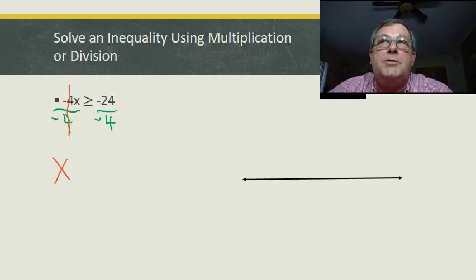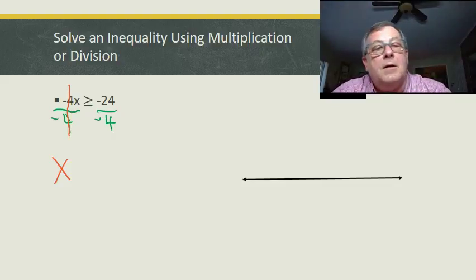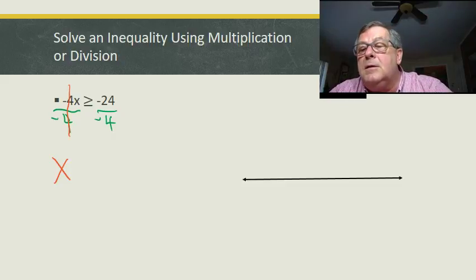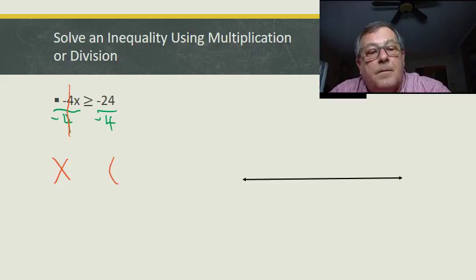And then I've got negative 24 divided by negative 4. Well, I'm dividing two negatives. That means my answer is going to be positive. When I divide a negative by a negative, my resulting answer is going to be a positive. And so negative 24 divided by negative 4 is 6.